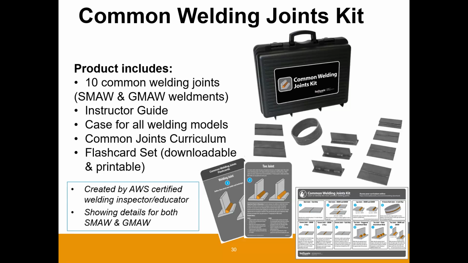Now, we had an AWS certified welding inspector and educator create these welds for us, and then we were able to just do molds of every single one of both our common welding joints and also our weld defect joints. This allows students to see what a quality weld looks like and what they want to aspire to, and to learn with flashcards, with our Commonwealth Joint Kit guide, how to actually go about doing that.